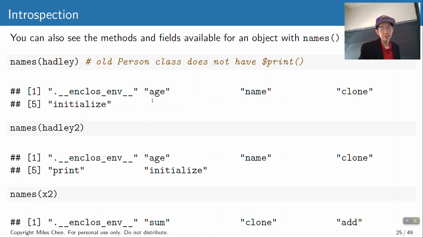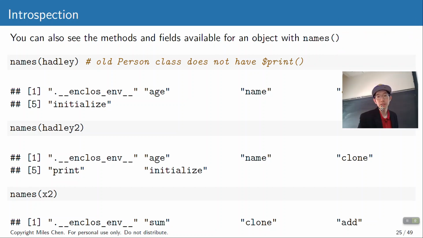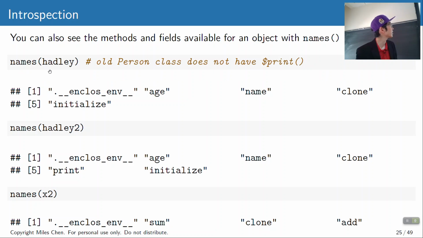You can also see what methods and fields are available inside an object. Here we can say names(Hadley). Hadley was defined under the old person class, and we see there are the age and name fields, the clone method, and the initialize method. Now all we see are the names, basically just the names of the objects in the list. We don't actually know which ones are fields and which ones are methods based off of this. We see under Hadley2 there's a print method defined, and for x2 we have sum and add. Everything comes with clone. All R6 things will come with clone.